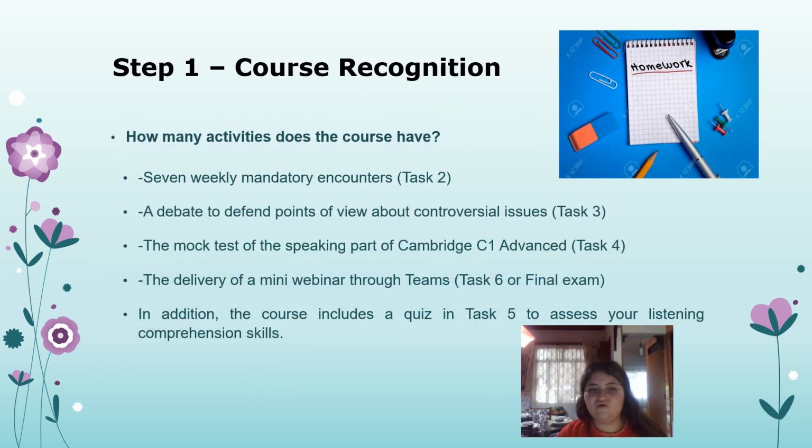How many activities does the course have? 7 weekly mandatory encounters. Task 2. Ability to defend points of view about controversial issues. Task 3. The mock test of the speaking part of Cambridge C1 Advanced. Task 4. The delivery of a mini webinar through Teams. Task 5 or final exam. In addition, the course includes a quiz in Task 5 to assess your listening comprehension skills.